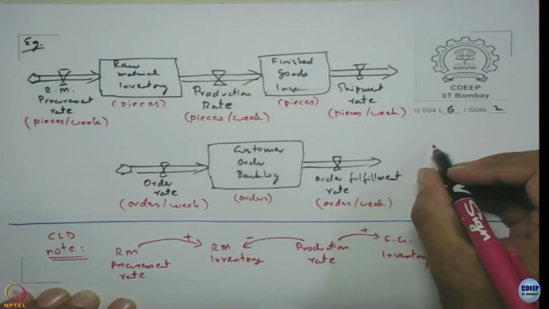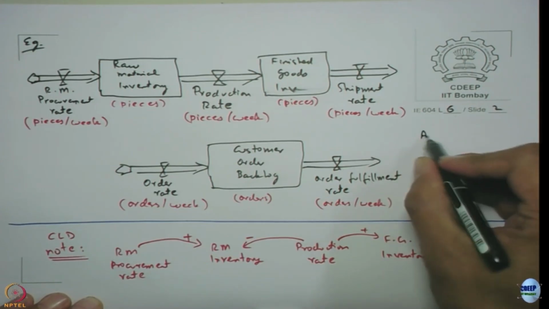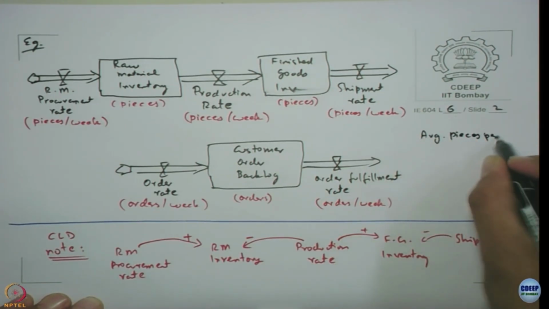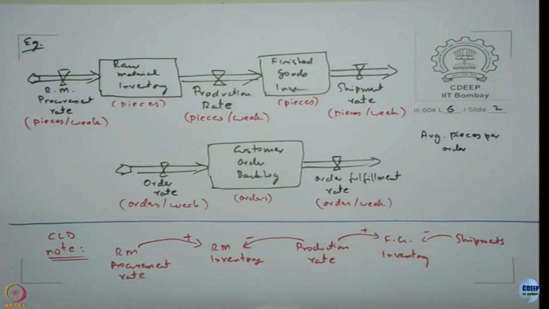The average size of an order or average number of pieces per order. This is just a simple variable I need, based on which I can link these two, okay. So, I can have another variable called average pieces per order. So, now what all should I link?